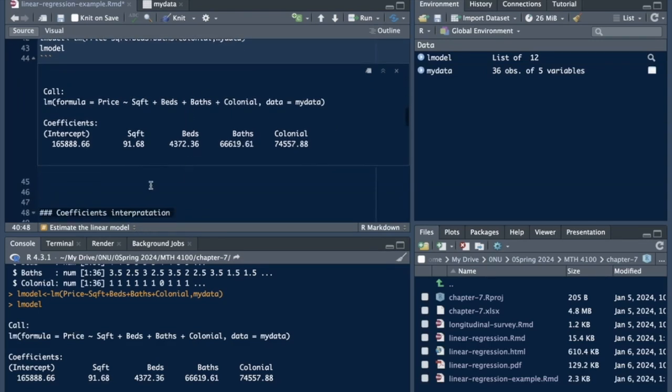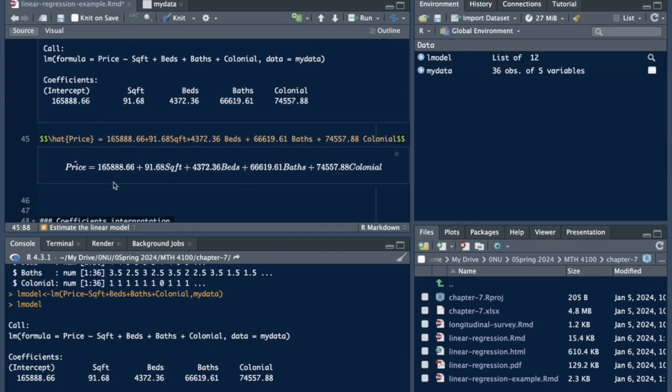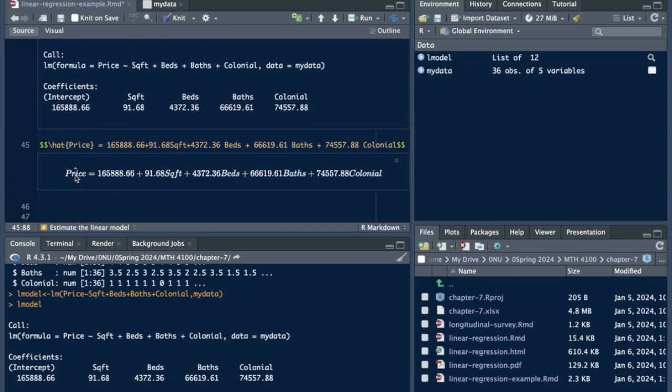So now we have a nice equation. If you plug in all of them, the estimated price is going to be $165,888.66 plus $91 times the number of square feet, plus $4,372 times the number of beds, plus $66,619 times the number of baths, plus $74,000 and so on, times whether it's colonial or not, 1 or 0.